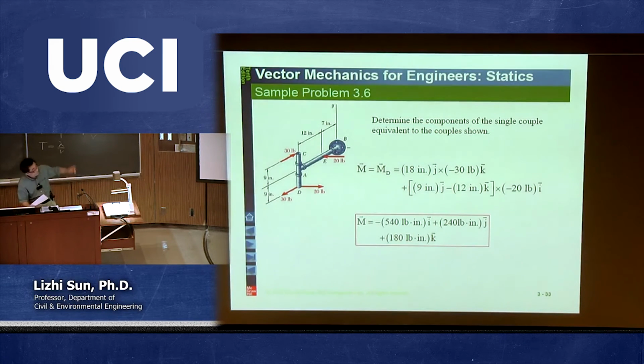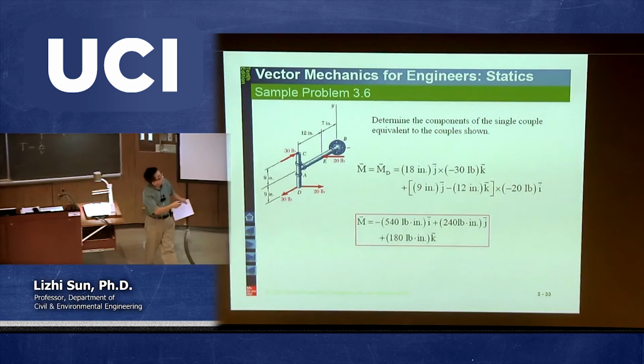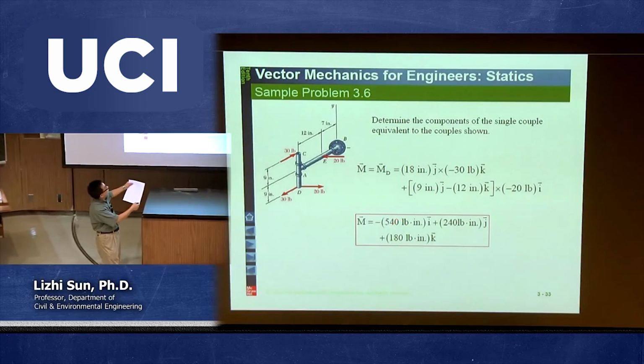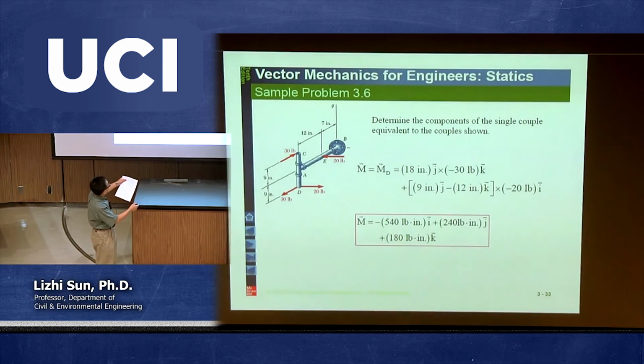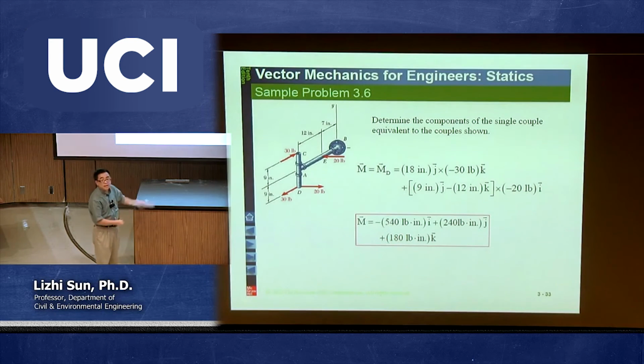Okay, so go back to this one. My I term is negative 18 times 30. Negative 18 times 30 is negative 540. And then my J term is 12 times 20. 12 times 20 is 240. And then my K term is 9 times 20. 9 times 20 is 180. So IJK, that's the same as what I'm showing you here.